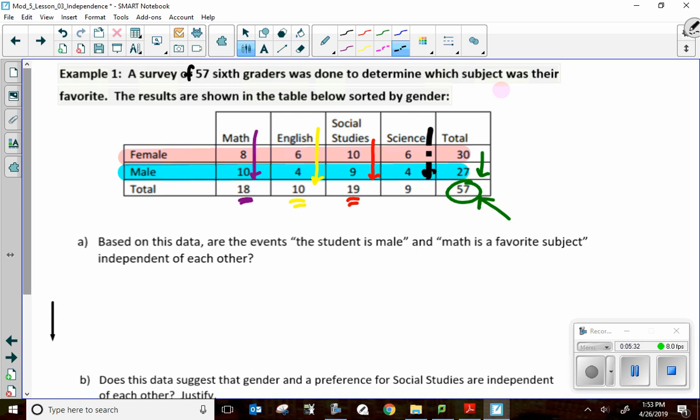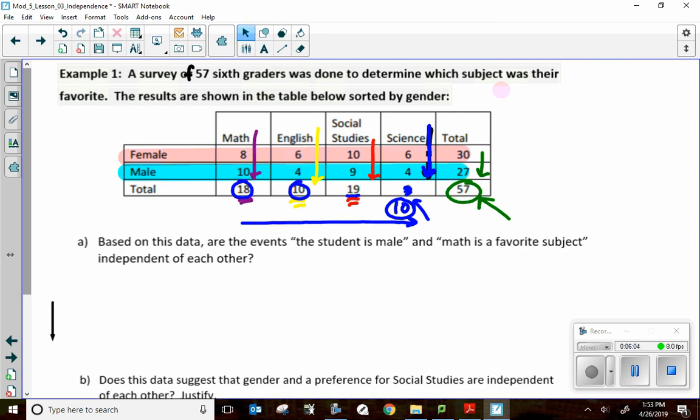Science is 6 females and 4 males. That should say 10 here. Now here's the interesting thing. If I add these this way, yes, that should say 10, because 10 and 10 is 20, 38, 48, 57. That should be a 10, not a 9. I love catching typos. So I guess that could be a calculation thing, but hey, let's move past it.